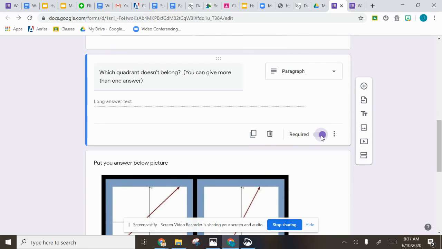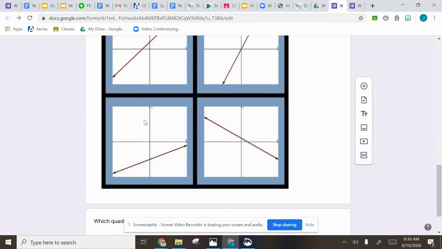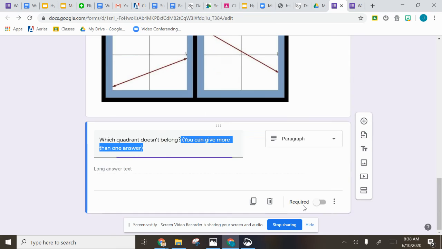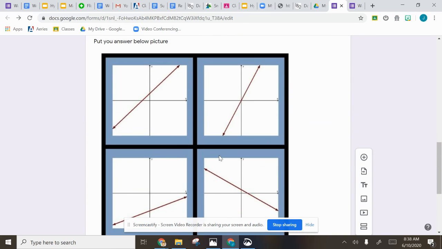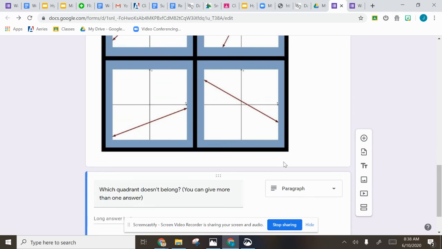And then the next one, this one's great. I like this one too. Let me make sure this is required. This is a graph, and this is what we've been dealing with the last couple days, or at least yesterday. Which one doesn't belong? And look at all the lines. Look at the slopes, look at the y-intercepts. Give me as many answers as you think you can. It doesn't have to be the craziest, but I want you to give me some answers, okay?